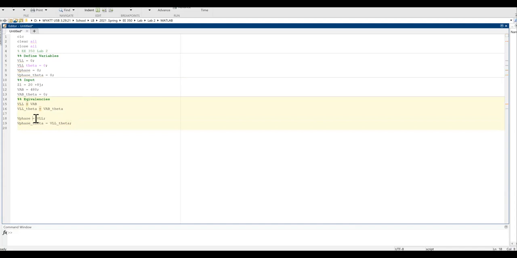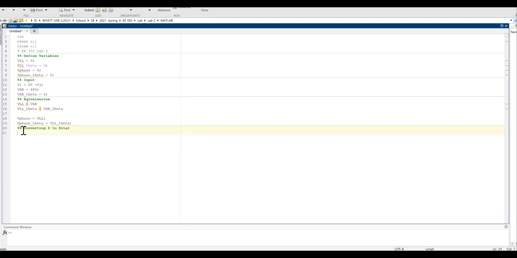So next, we need to go forth and do some converting. We need to convert our impedance, our Z, to polar.